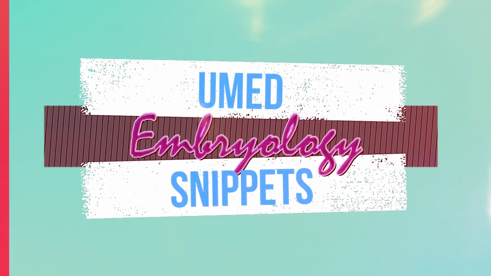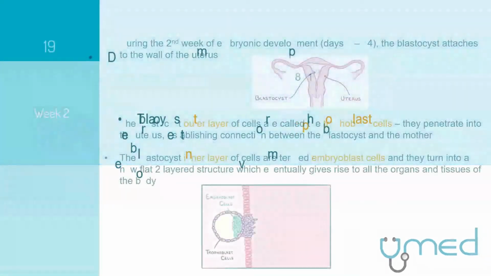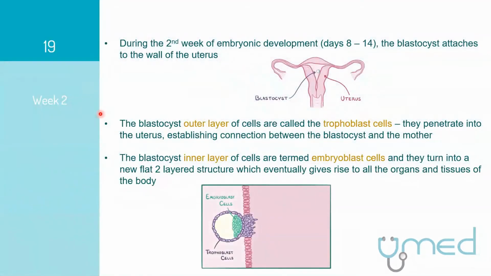Yeah. The second week of human development, right? Embryoblast and trophoblast. Okay, so during the second week of embryonic development, which occurs between days 8 through 14, the blastocyst attaches to the wall of the uterus, right? Somebody quickly tell me which wall am I referring to?